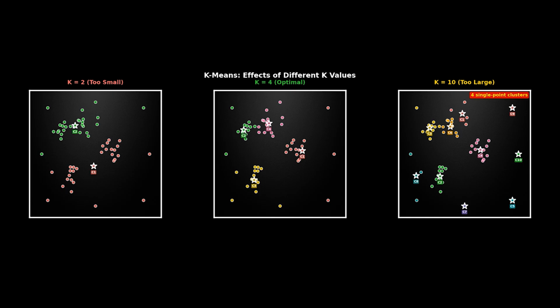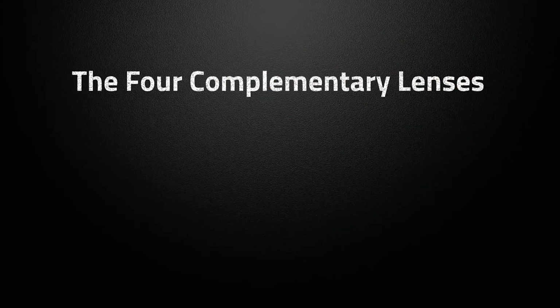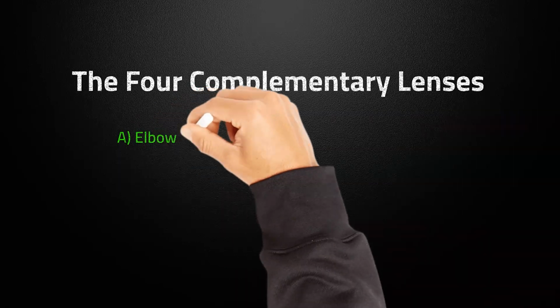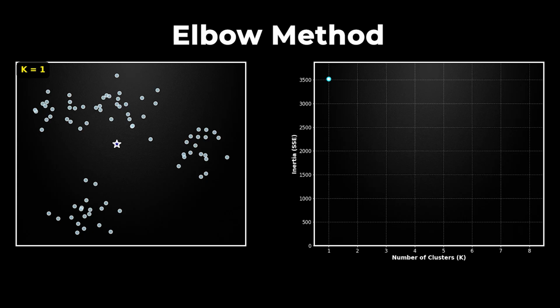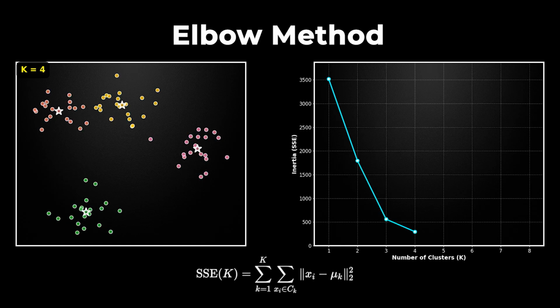So to address this, we'll go over a bunch of approaches that help you with choosing a value of k. The first method we'll go over is the elbow method. This method measures the total within cluster variance, also known as inertia or sum of squared errors.